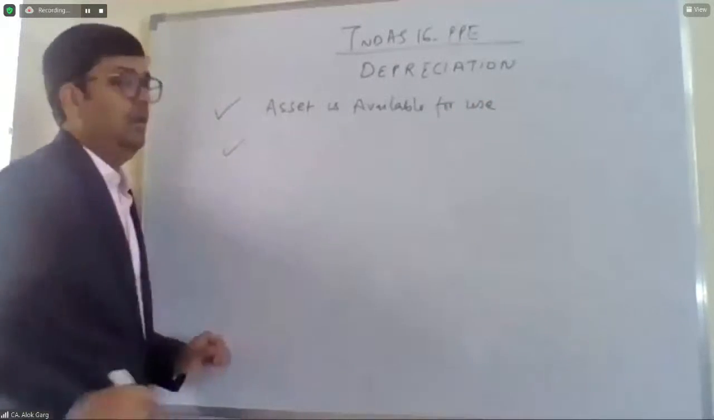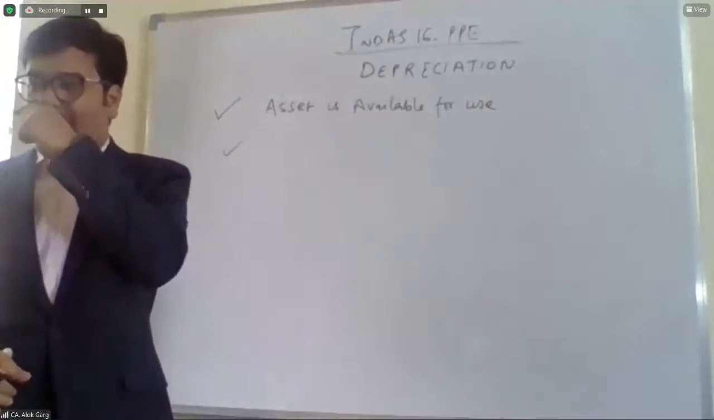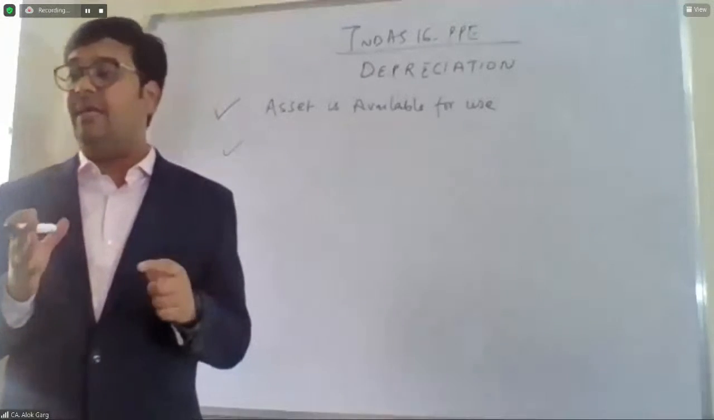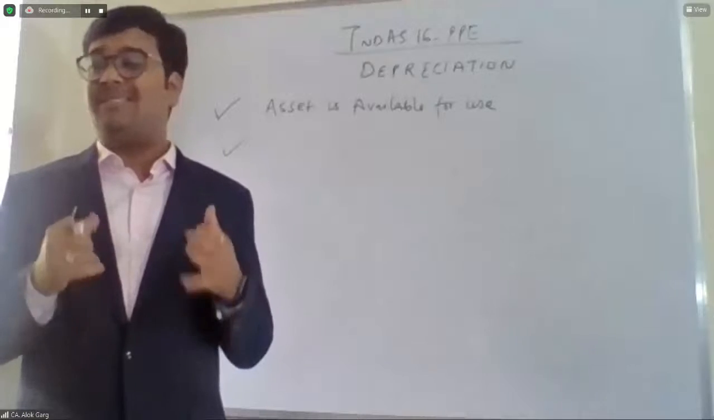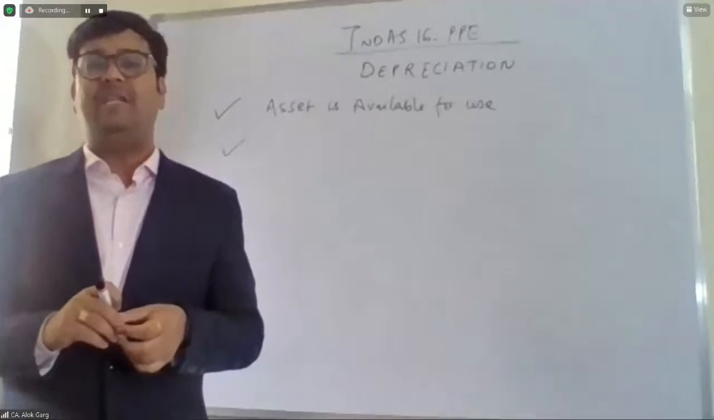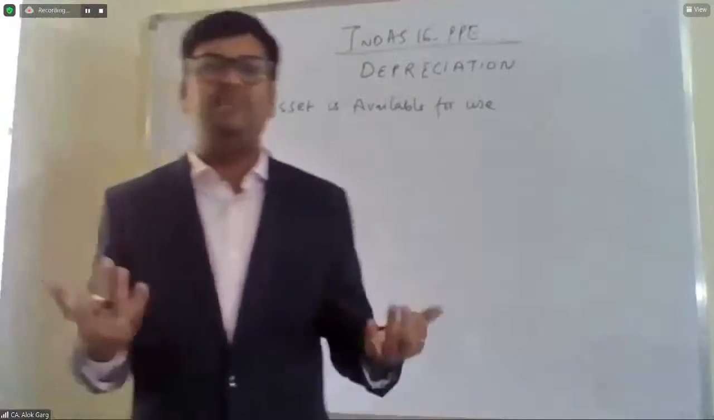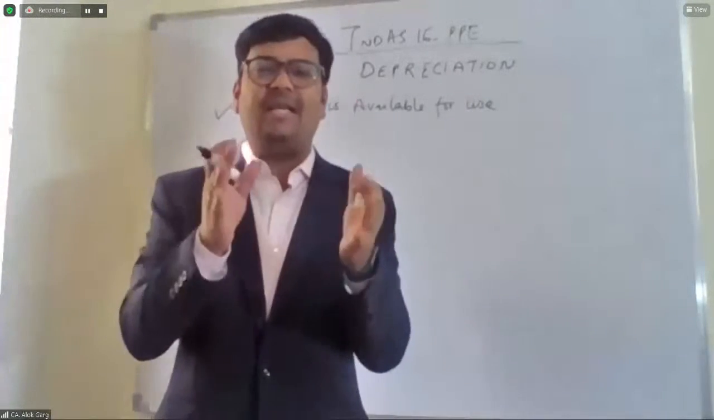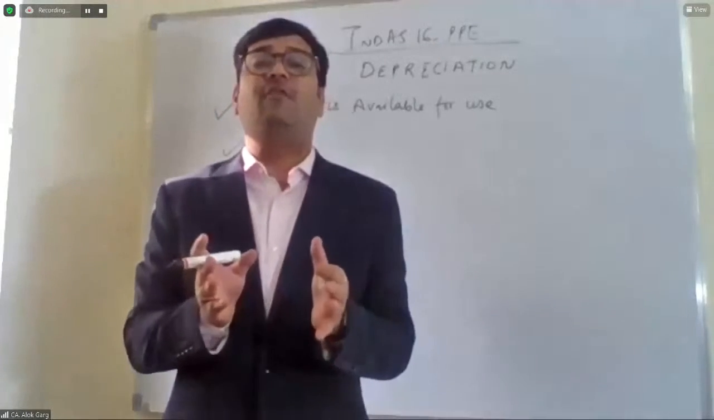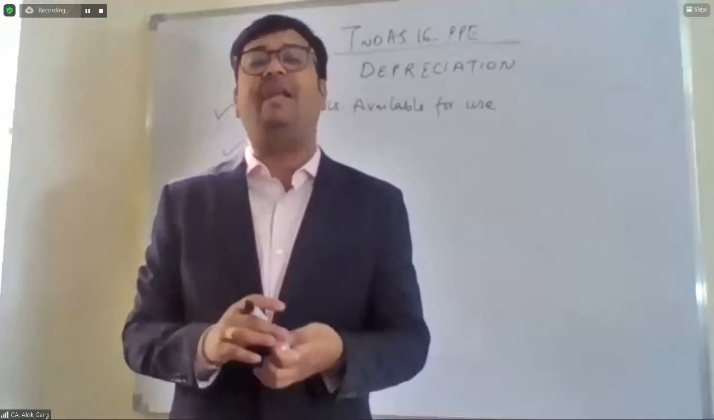Okay. When the asset is available for use. What is meant by available for use? When the asset is in the location and condition necessary for it to be capable of operating in the manner intended by the management. Simple. So as simple as that. When the asset has already been brought into the location and condition for making it productive as per the management.